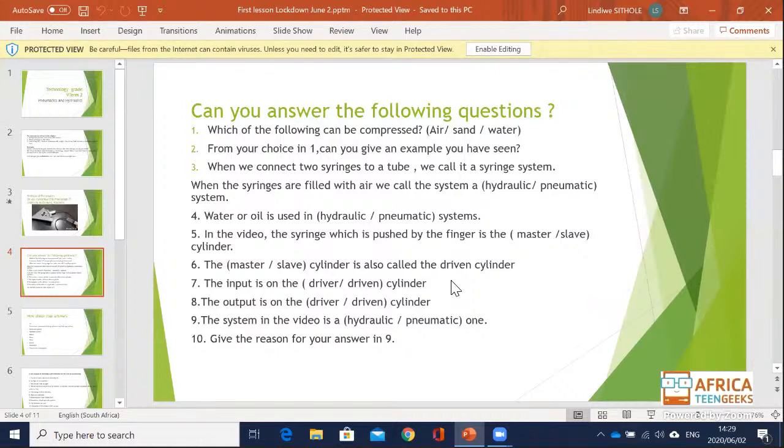Now we can quickly look at the answers just to remember what it is that you need to know about pneumatics and hydraulics from your previous grades. Which of the following can be compressed: air, sand, or water? The correct answer there would be air. You can compress air.